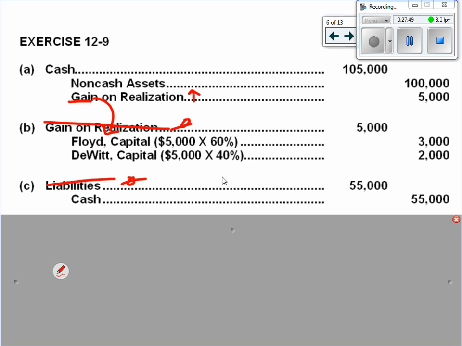Is there as much cash left for the partners? No, but holy cow, we had $55,000 worth of debt out there. We better pay that off. Again, we're doing it in this order.